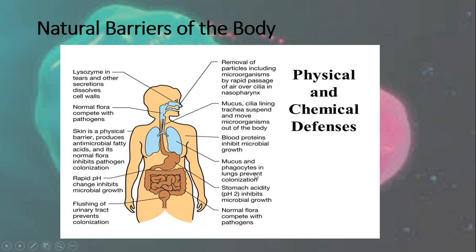First of all, the first barrier that we're supposed to know is the skin. So the skin is a physical barrier. It, of course, forms an isolation between the inside and the outside of the body, and it prevents microbes and pathogens from entering and colonizing inside the body.